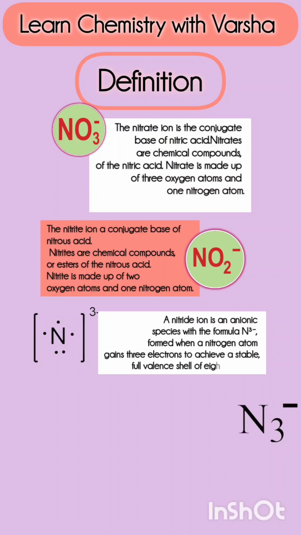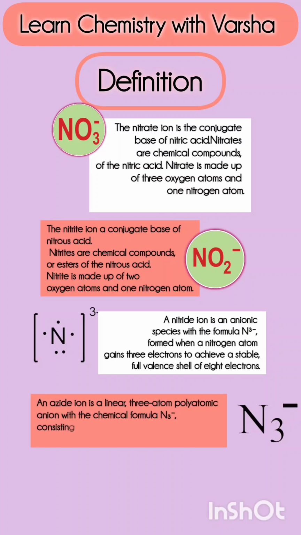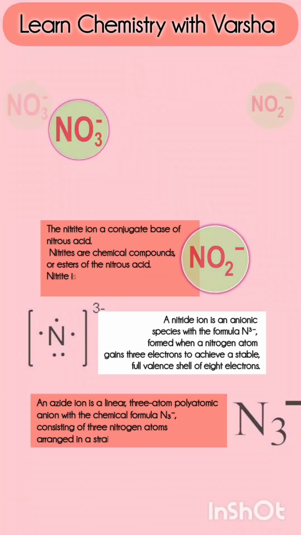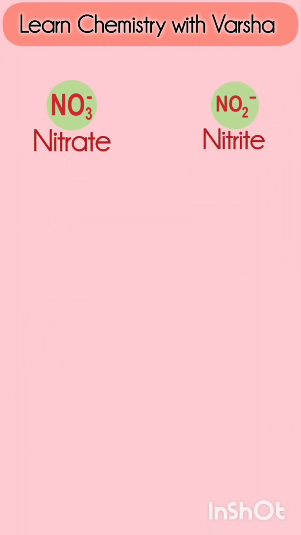Next, a nitride ion is an anionic species with the formula N3 negative, formed when a nitrogen atom gains 3 electrons to achieve a stable full valence shell of 8 electrons. And the last one is an azide ion. It is a linear 3-atom polyatomic anion with the chemical formula N3 negative, consisting of 3 nitrogen atoms arranged in a straight line.